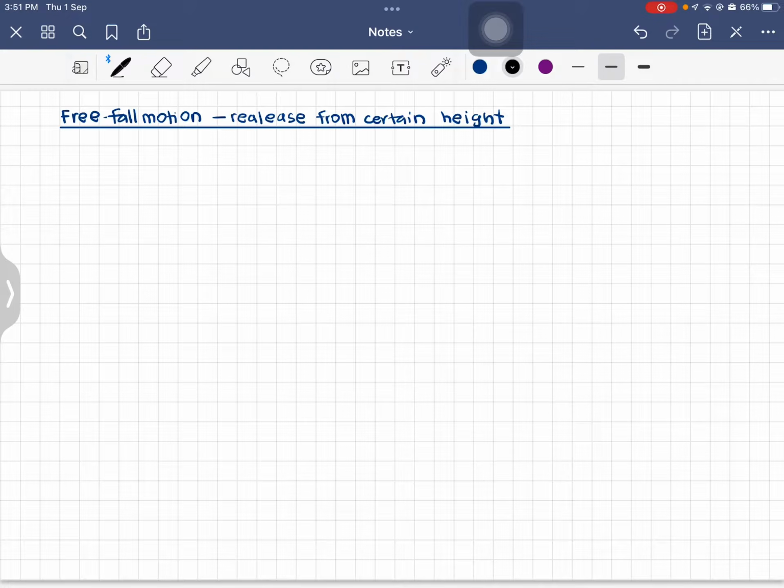Okay, this video is about free fall motion. Free fall motion is a motion that is influenced only by gravitational acceleration, which I will put as AY. So for this motion, the acceleration is always AY. The acceleration must always be negative 9.81 meter per second square, which is negative to show that the acceleration is downward.